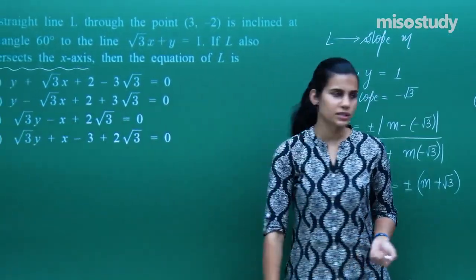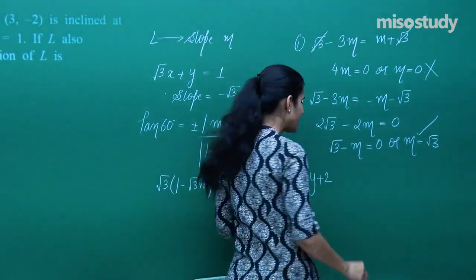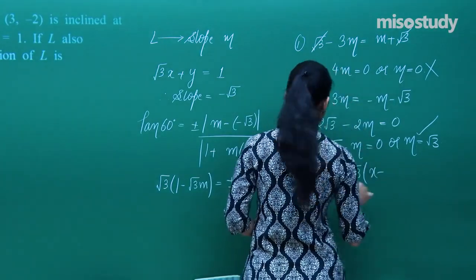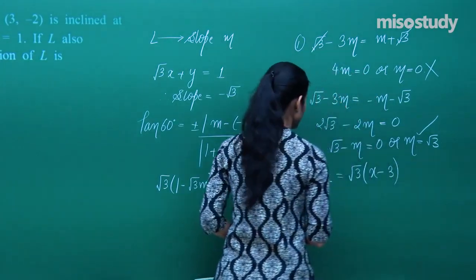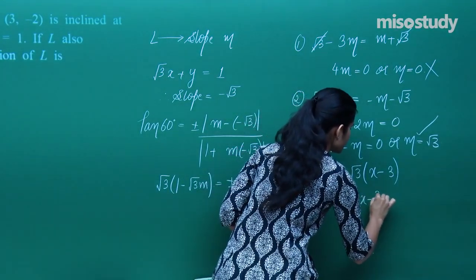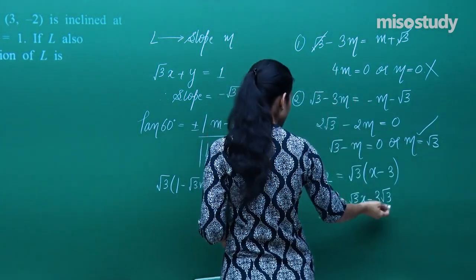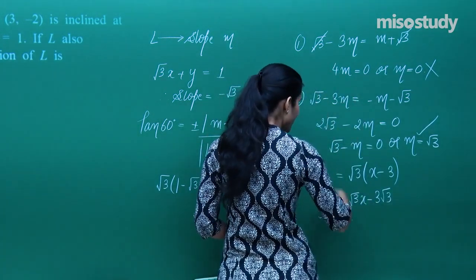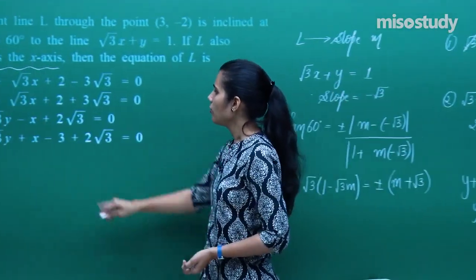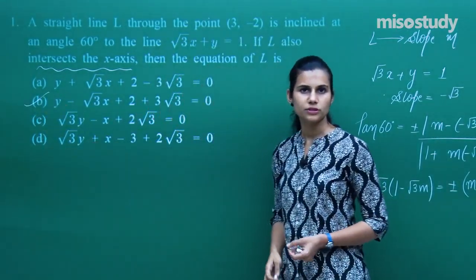Its equation will be what? y minus y1, y minus (minus 2) equals m into (x minus 3). So, from here you get y plus 2 equals root 3 x minus 3 root 3, or I can say y minus root 3 x equals minus 2 minus 3 root 3. y minus root 3 x plus 2 plus 3 root 3 equals 0, and therefore this is the correct option.